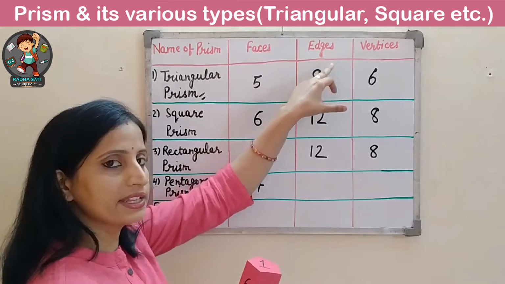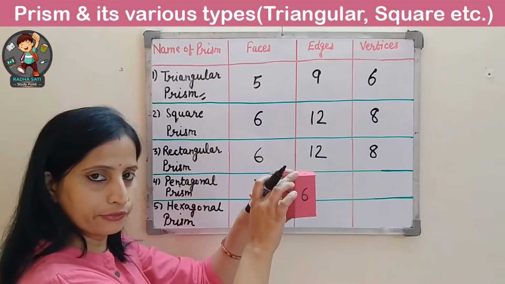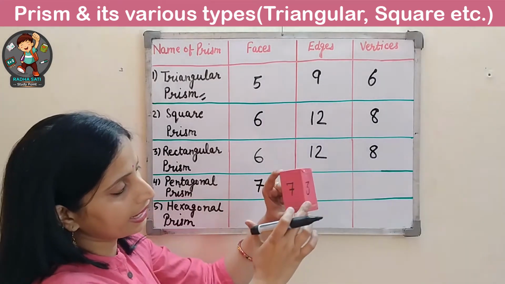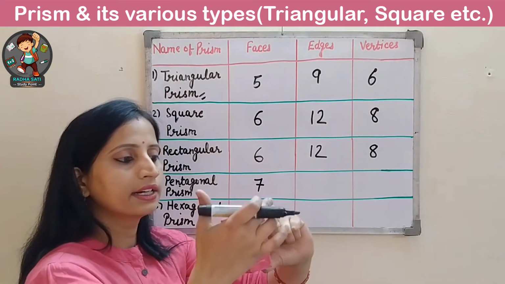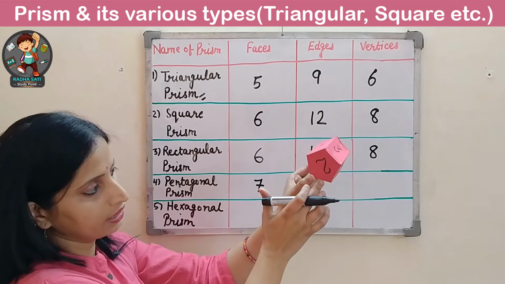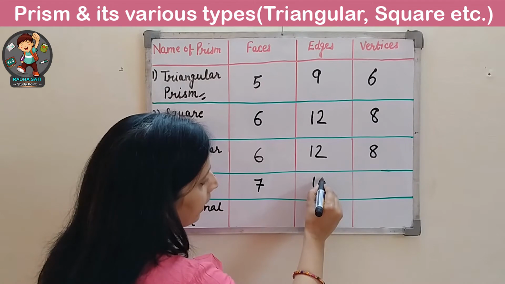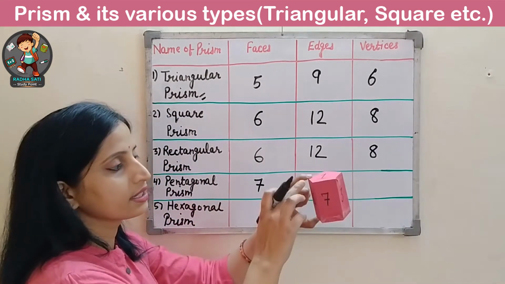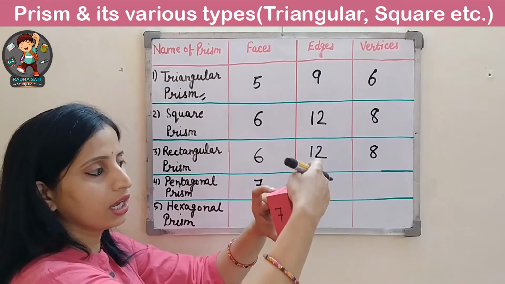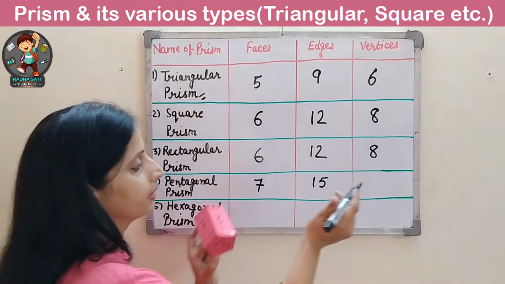Now the edges. Count the edges. 1, 2, 3, 4, 5. Then 6, 7, 8, 9, 10, then 11, 12, 13, 14 and 15. So 15 edges. And vertices are the corners. 1, 2, 3, 4, 5. 5 corners on the top, 5 at the bottom. 6, 7, 8, 9, 10.